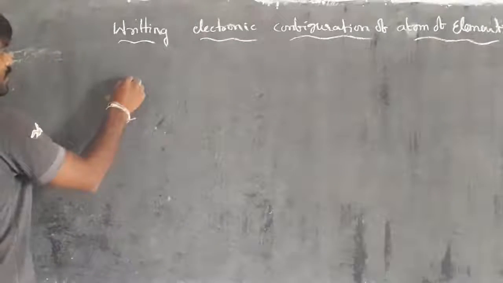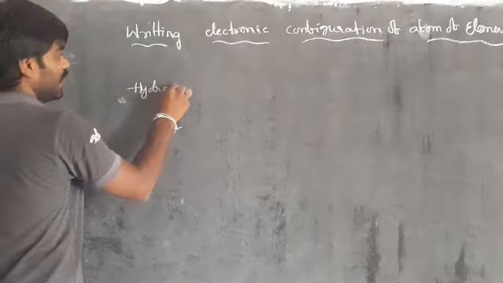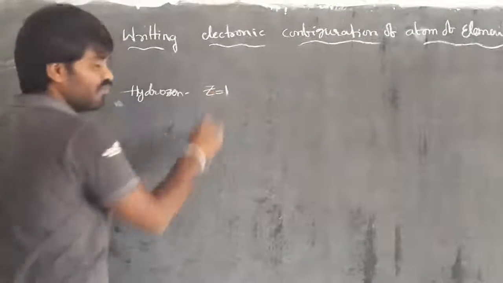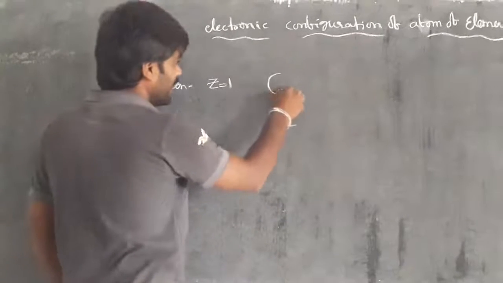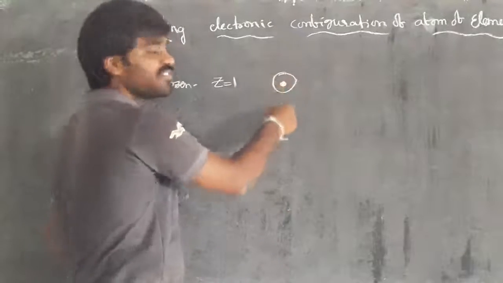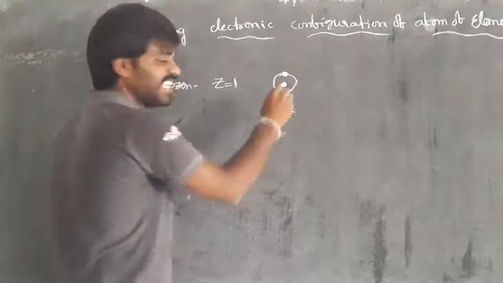I take an example as hydrogen. If you take hydrogen, the atomic number is 1. In ninth class we wrote it like this: this is the nucleus and this is the first shell. In that we have one electron. For that we write 1K.